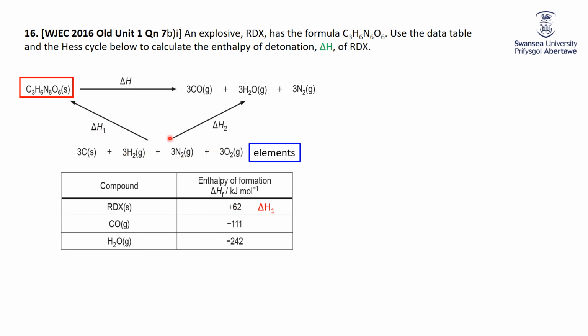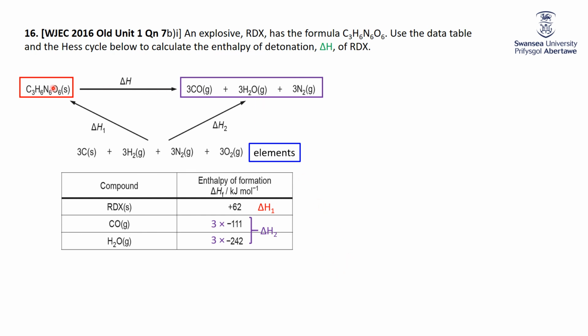Now going in this direction, don't worry about the N2 because that's an element in its natural state, but we've got enough elements here to make 3 COs and 3 H2Os. Thus delta H2 is making 3 COs and 3 H2Os. So put those together and that's delta H2. So delta H1 go in that direction, forming 1 mole of RDX. Delta H2 going in this direction, forming 3 moles of CO and 3 moles of H2O.